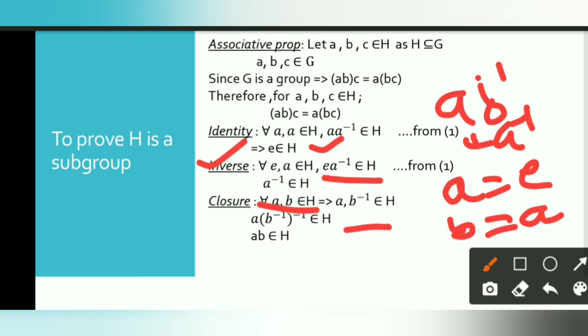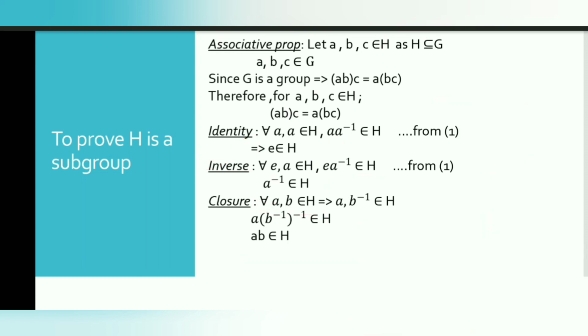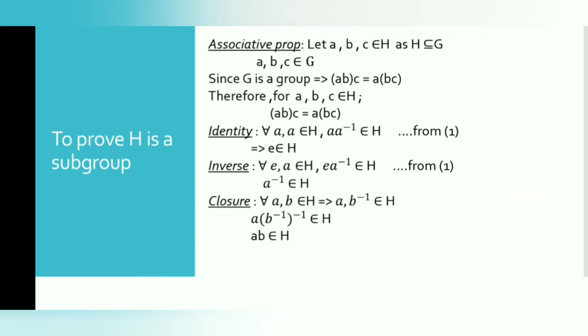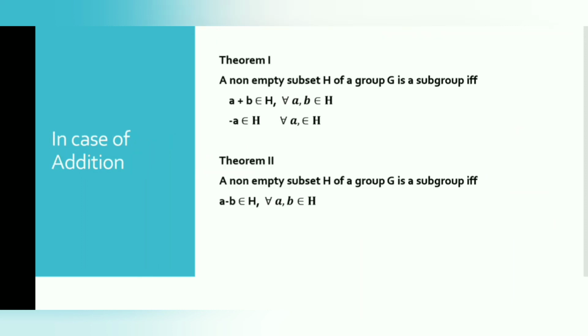Now again applying the number 1 result here that we have taken as given, A into B inverse whole inverse will give us A into B belongs to H. So that proves the closure part. So all these four properties show that H is a group, and as H is a subset of G, it is a subgroup of G.